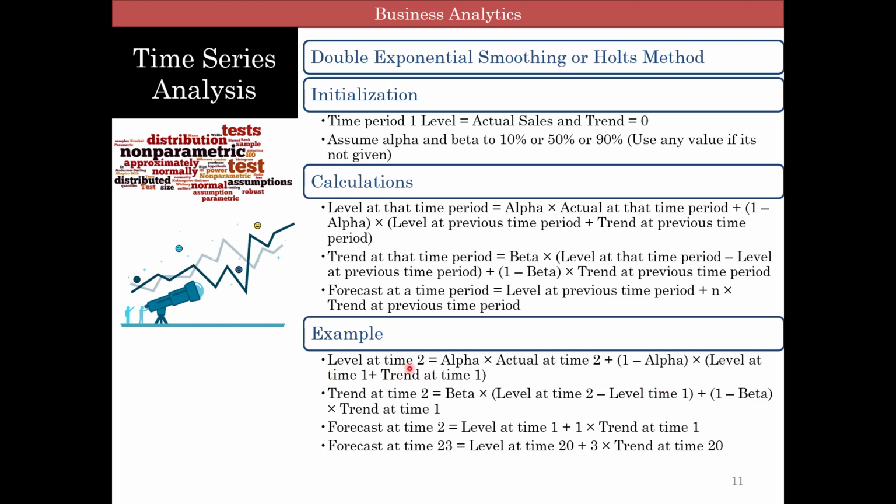So level at time period 2 is calculated by alpha multiplied by actual at time period 2 plus 1 minus alpha. And then you look at the previous time period's level and the trend. So level plus trend from the previous time period. And here is the actual data here, right? Same thing, beta is how you use beta to calculate the trend. And then for forecast, again, you have an example here.